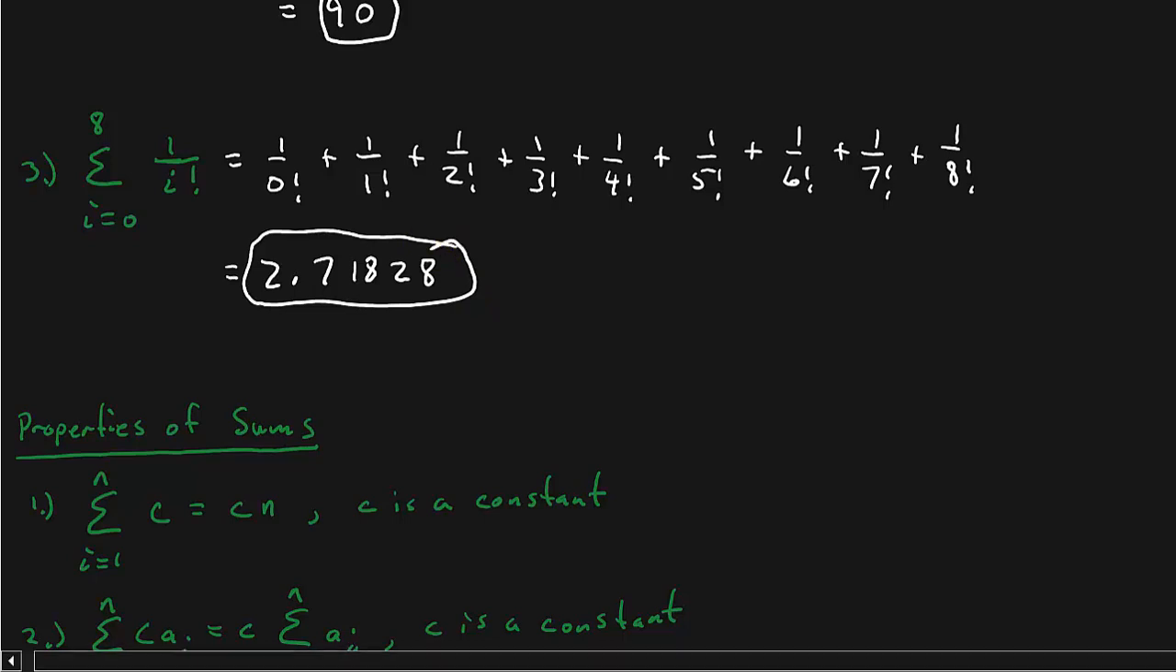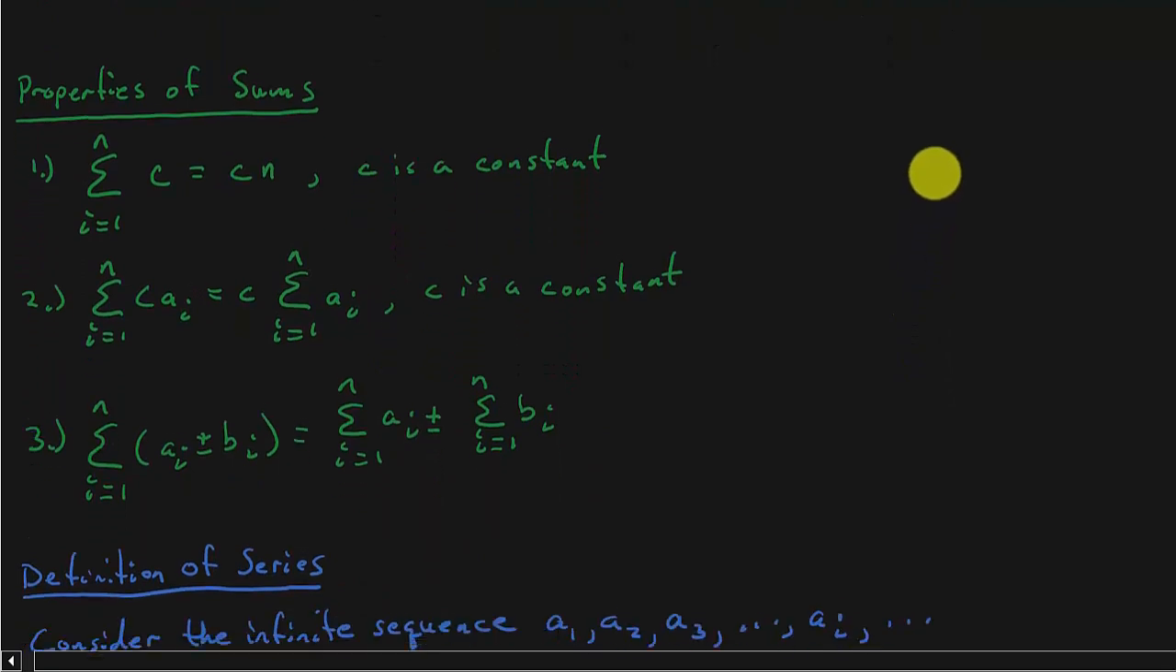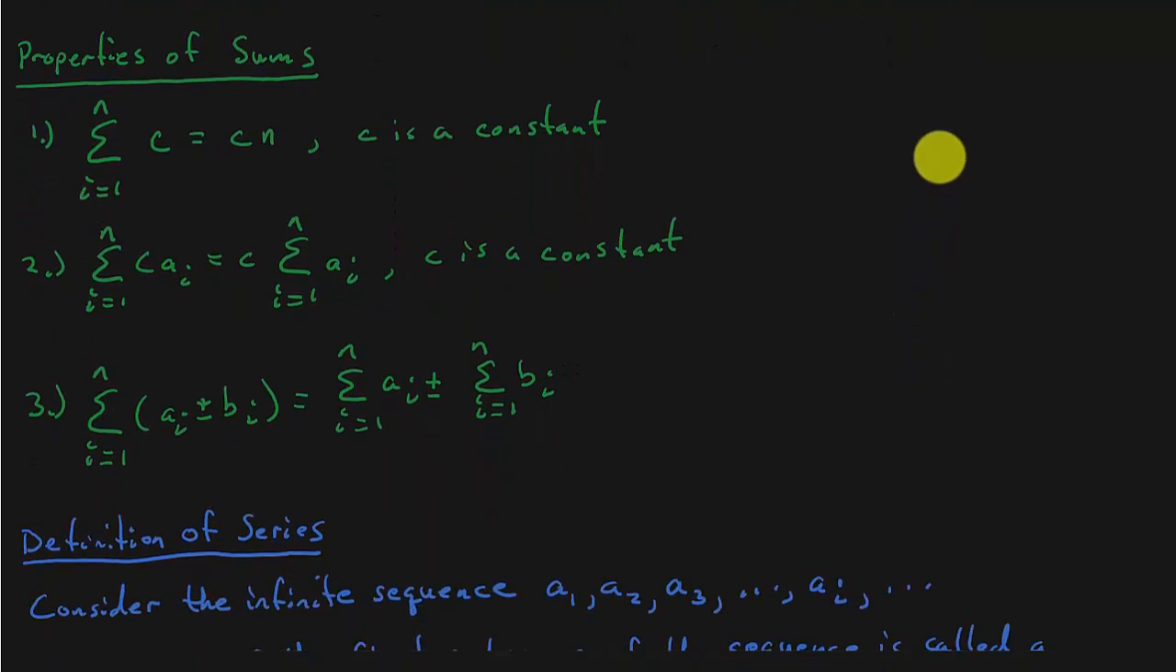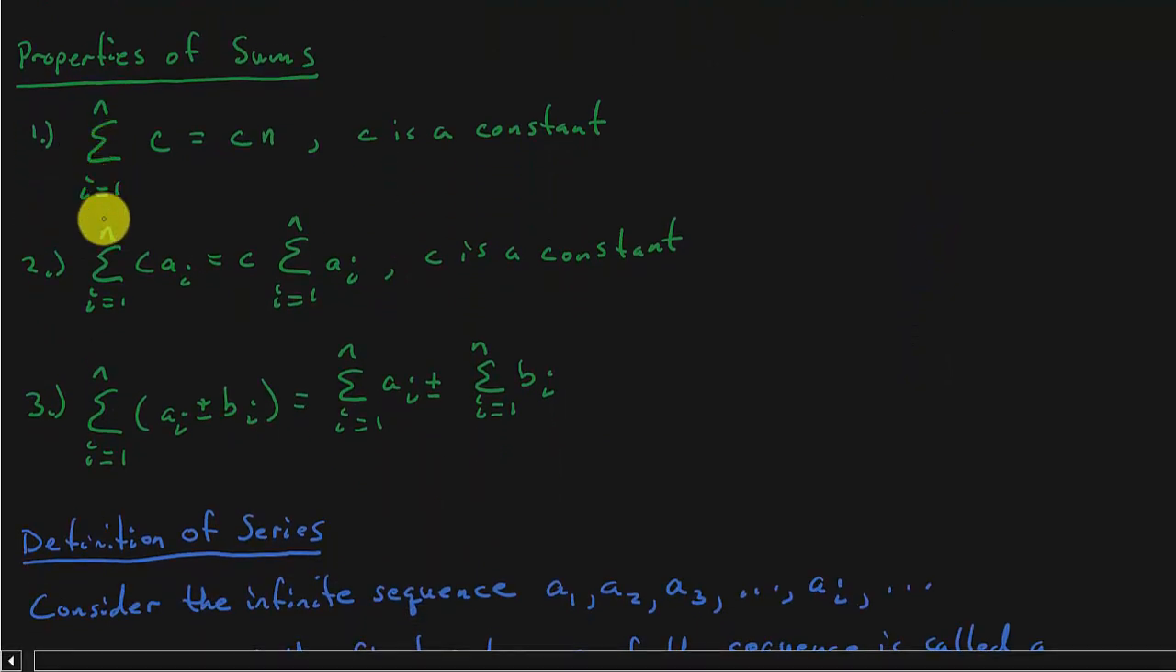All right, so now let's look at some properties of sums. So we have the sum from i equals 1 to n of c, where c is a constant. It's just c times n. c times whatever number you're going to. Okay, that's how you figure out that.